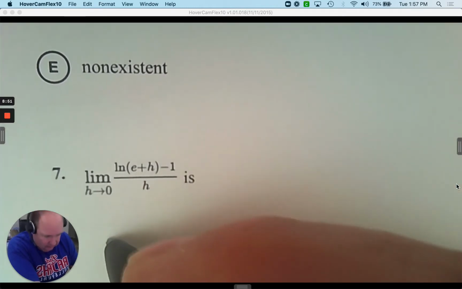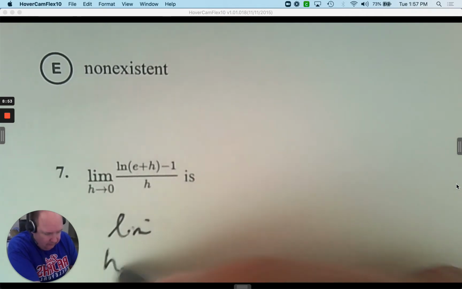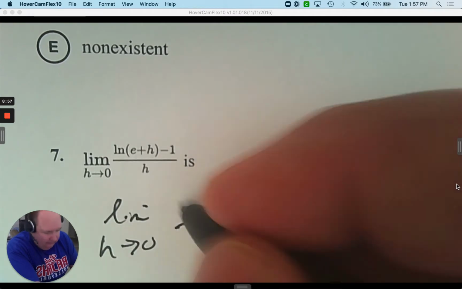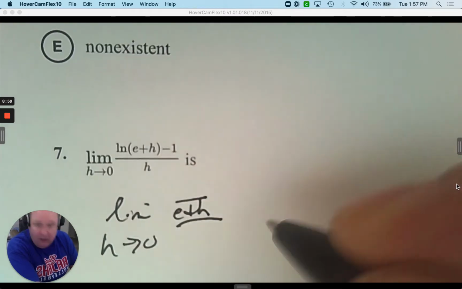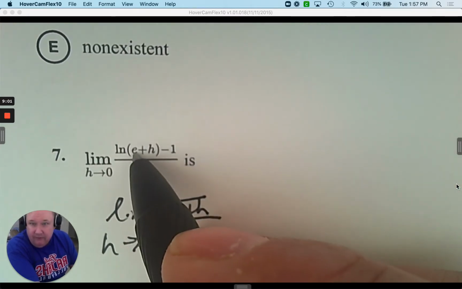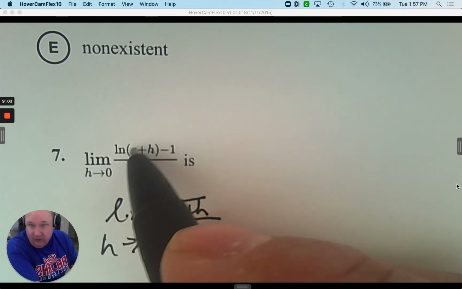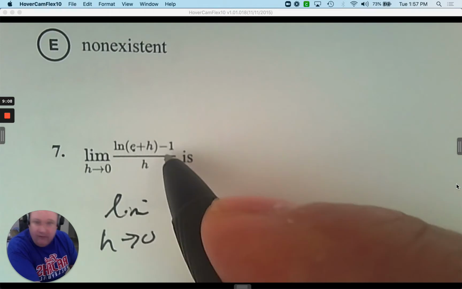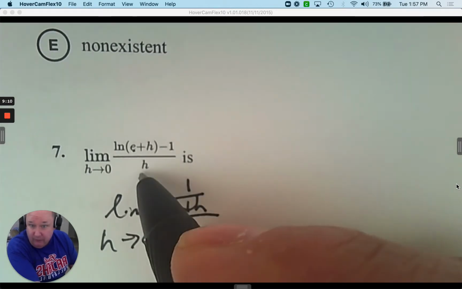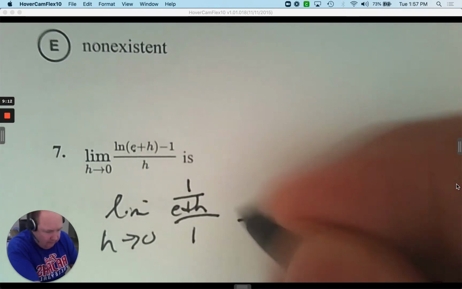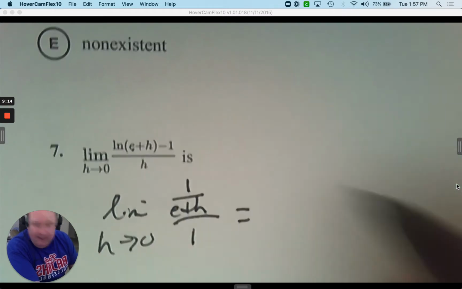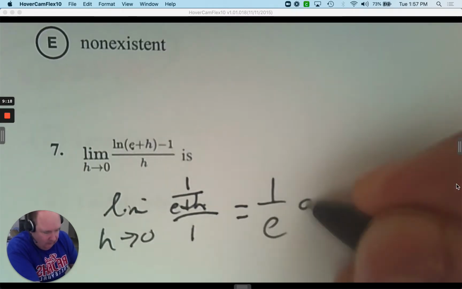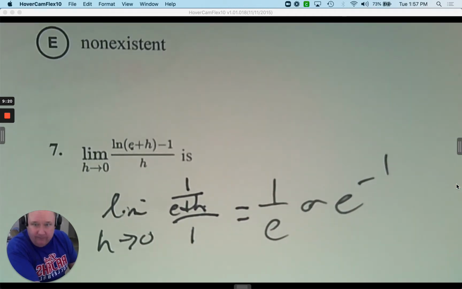So if it's indeterminate, you can then take the derivative of the numerator, the derivative of ln of e plus h. That's e plus h in the denominator. The derivative of e is a number. It's 0. The derivative of h is 1. And then the derivative of negative 1 is 0. The derivative of h is 1. So the derivative all along there. And now plug in 0 for h and then solve it, and I get 1 over e, or it might be e to the negative 1. Turn the page.